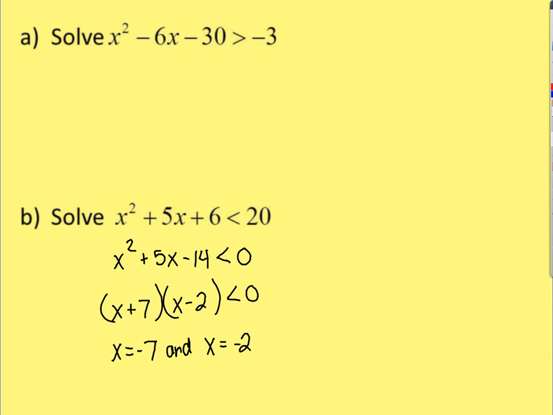Once you have your x values, we're going to put those on our sign chart. Now we need to select values that are in the intervals. So we want a value that is less than negative 7. So let's use an x value of negative 8.